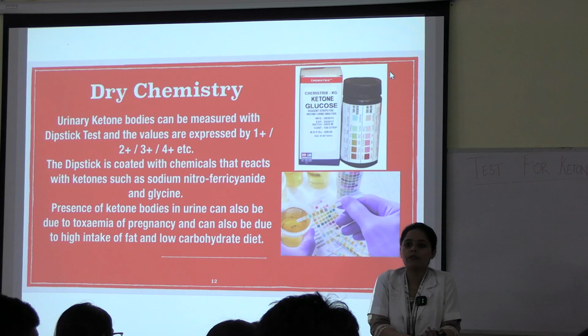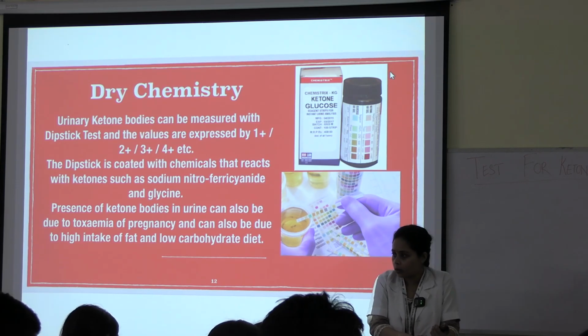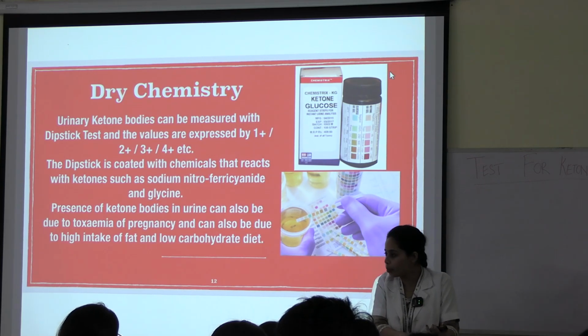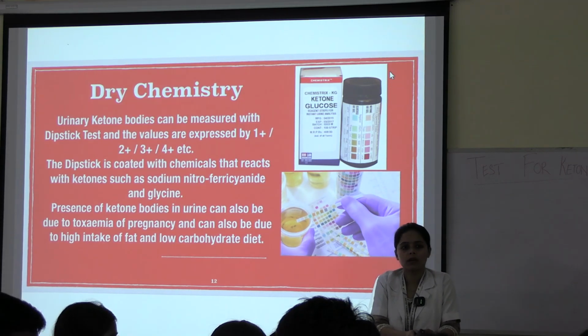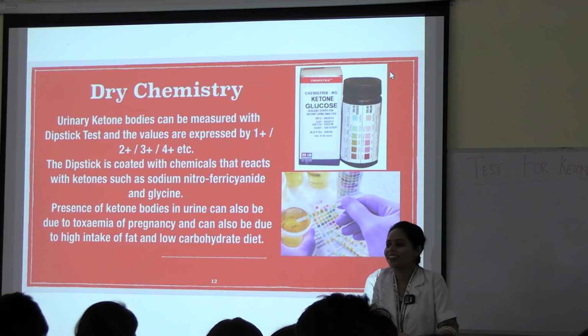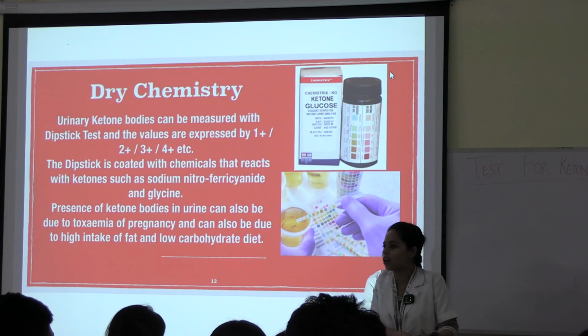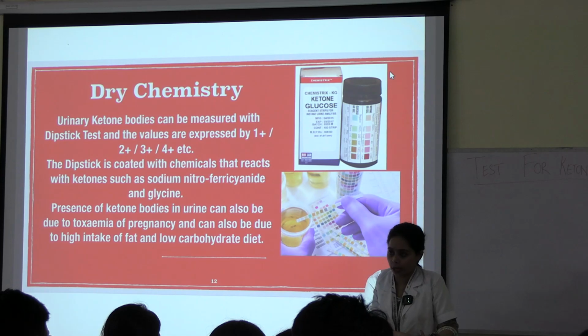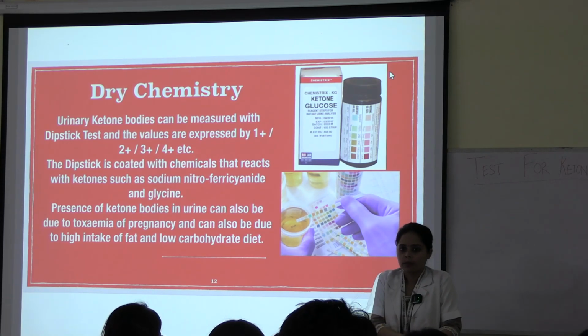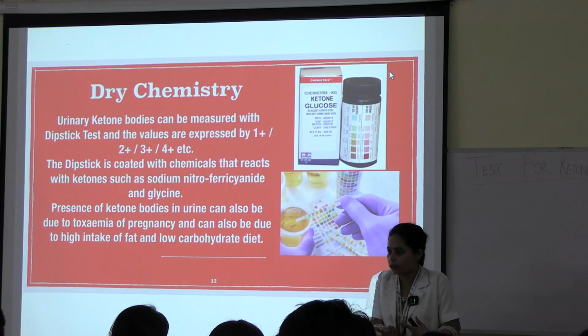Now another question comes. Listen to the question properly. If a person is on a keto diet for the last 2 months, and another person is on a keto diet for the last 2 days, both should have the presence of ketone bodies in the urine if we do the dipstick test, right, because both are on keto diets. But both will not have.